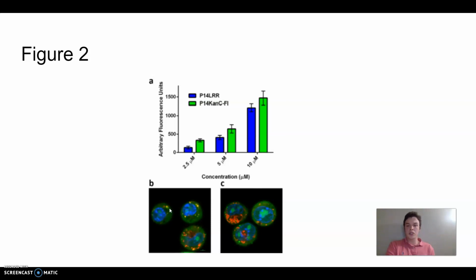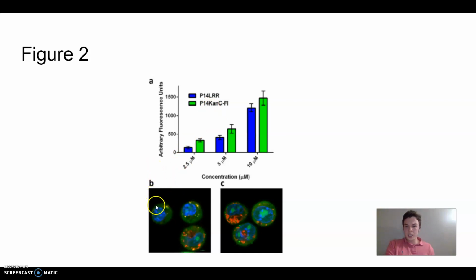Endosomes are organelles used to deliver materials at the cell surface to different places within the cell, including lysosomes. Lysosomes are organelles that have digestive enzymes that can digest things such as bacteria and viruses. The P14-CanC conjugate was green under the confocal microscope.